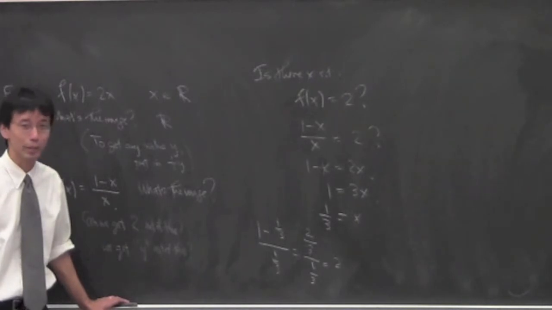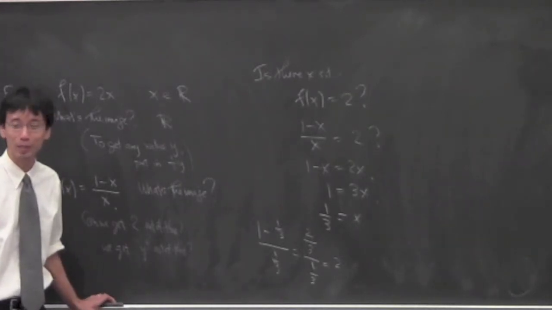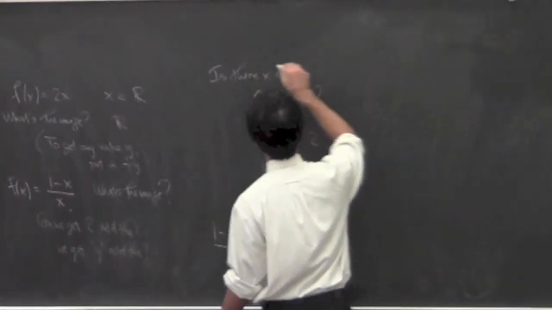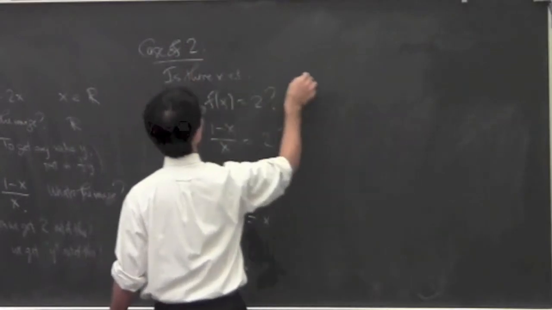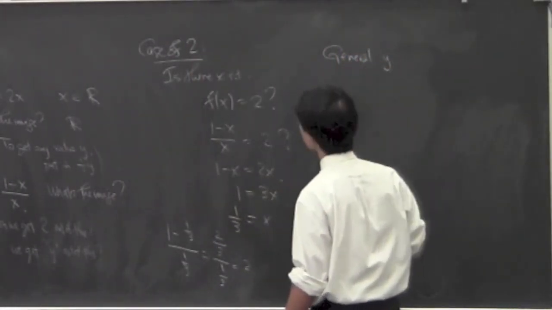What about 3? Is 3 in the image? You could check if all sorts of numbers are in the image. But this is not the way to find the image, because then you would use up your entire life checking every number. So let's check it for a general y, the case of the general number y.